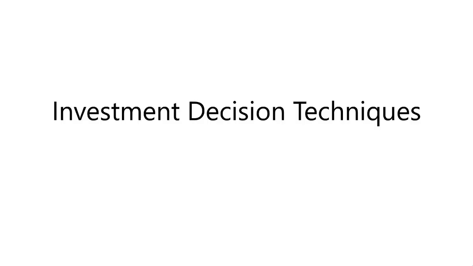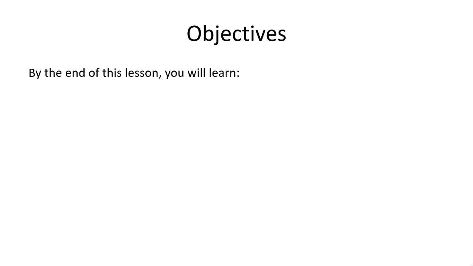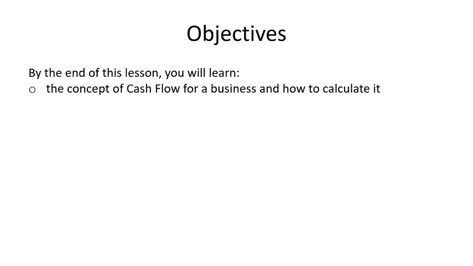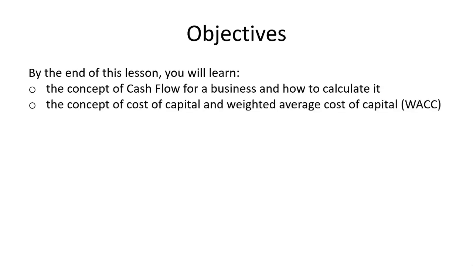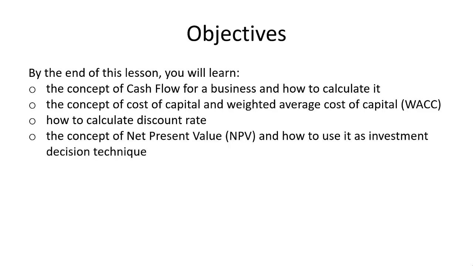We'll continue our discussion on investment decision techniques. We'll be specifically covering net present value in this topic. You'll be learning a couple of things. The first is the concept of cash flow for a business and how to calculate cash flow. The concept of cost of capital, also referred to as weighted average cost of capital. How to calculate a discount rate, and the concept of net present value and how net present value is used as an investment decision technique.